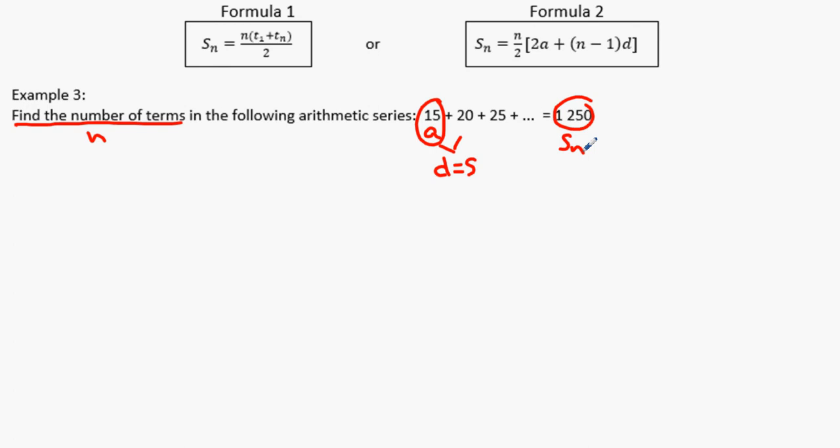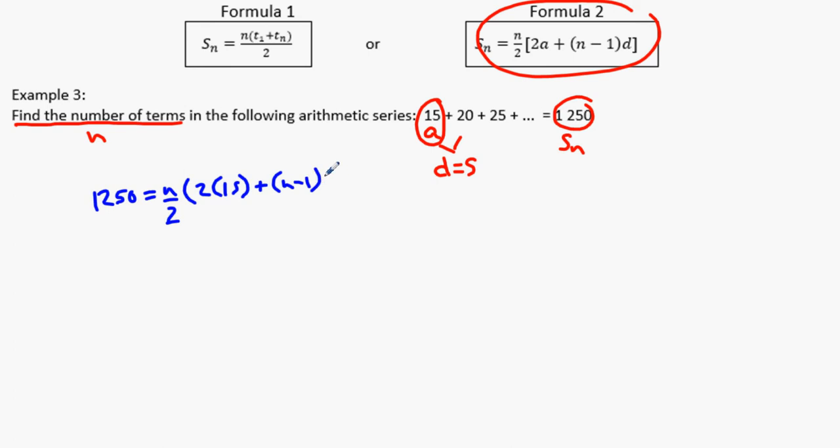So, which formula am I going to use? Clearly I'm going to use formula 2. Why am I going to use formula 2? Because I don't have my last term, so I'm going to use that one. All right, so plug in my formula. I have 1,250 is equal to n over 2, bracket, 2 times 15 plus n minus 1 times 5.